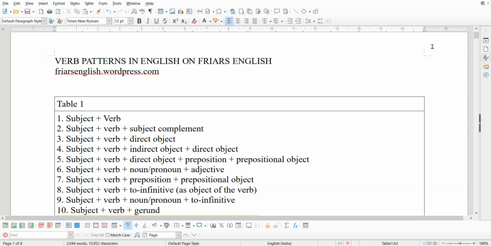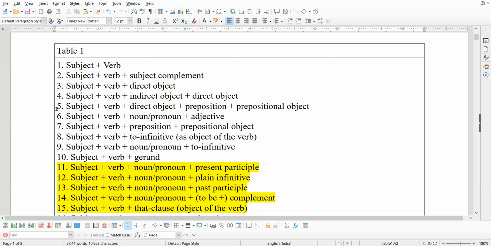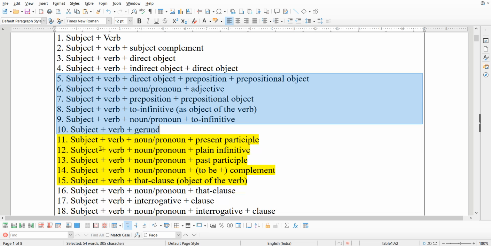Hello. In the last video, we looked at patterns 5 to 10. In this one, we'll look at patterns 11 to 15.